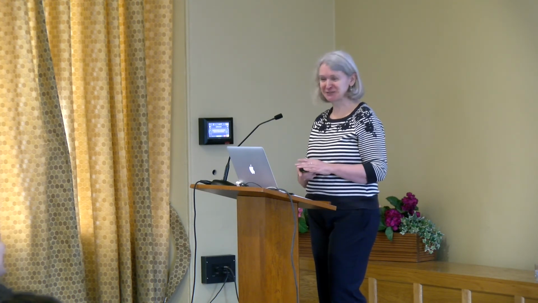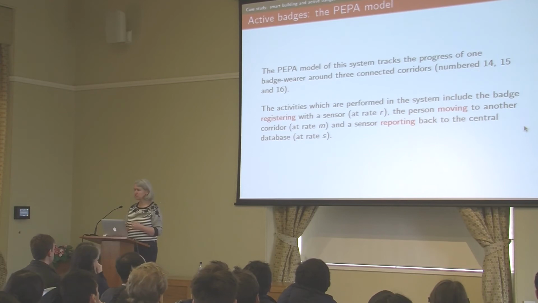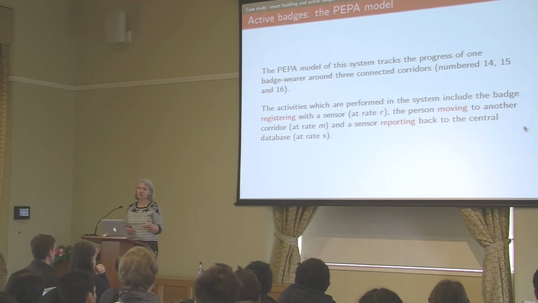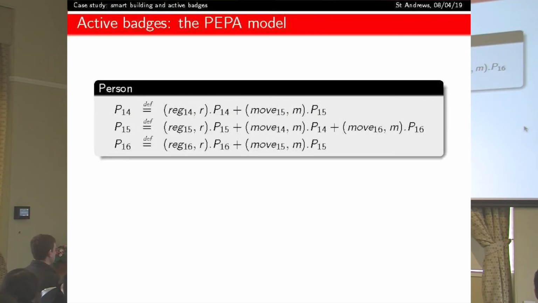And Juliana knows who the badge wearer is. And the activities that are performed in the system include the badge registering with the sensor, which happens at some rate r, the person moving to another corridor, at some rate m, and a sensor reporting back to the central database. So we assume we have no control over the rate at which people move. That's just something that happens. But we have at our disposal the parameters of the rate for the registering and the rate for the report back to the database. And what we're interested in looking at is the probability that the information in the database actually matches the position of the individual.